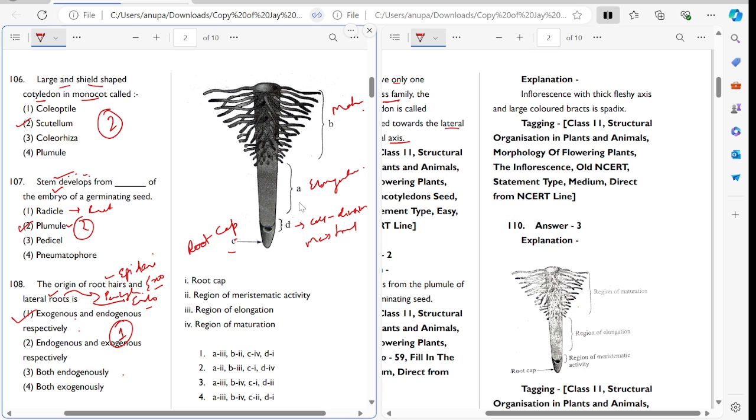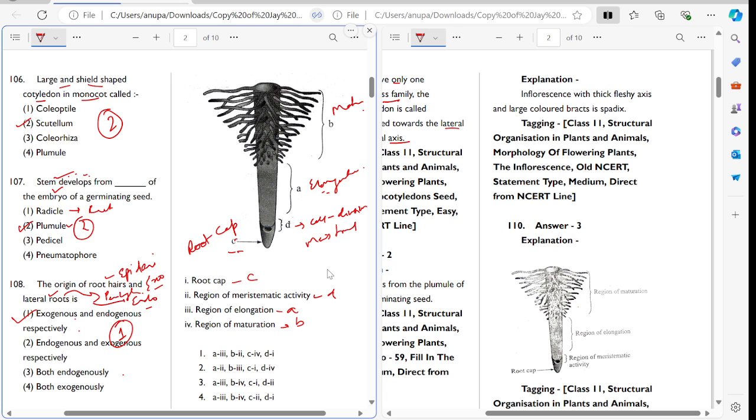Here A represents elongation, so A will go with 3. B is zone of maturation, so B will go with 4. C is root cap, so C will go with 1. And D is the cell division region, or meristematic activity region, so D will go with 2.